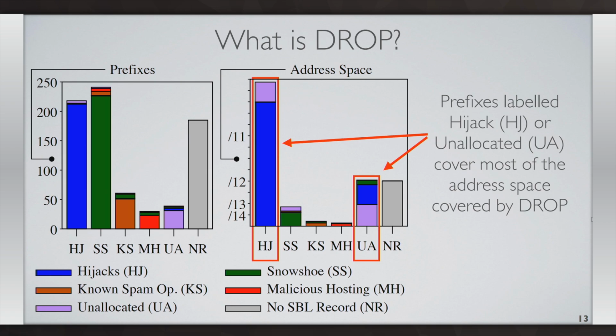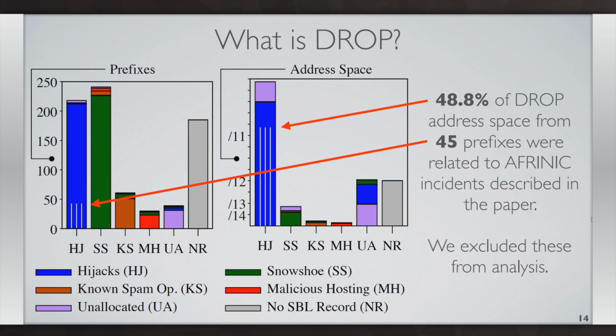And if we look at the address space that these prefixes cover, hijack and unallocated cover most of the address space covered by DROP. But there is a small caveat here. A lot of the address space that's actually here is a result of incidents with AFRINIC, which are not necessarily hijacks. And since there is a sensitive issue there, we decided to exclude it from our analysis because it's not what we think of traditionally as hijack.